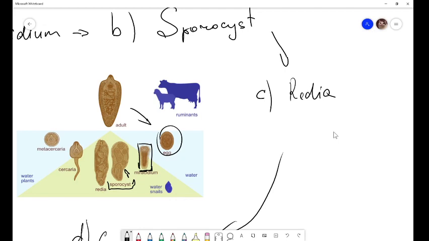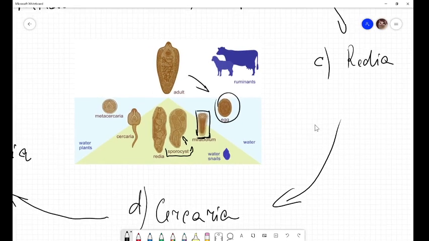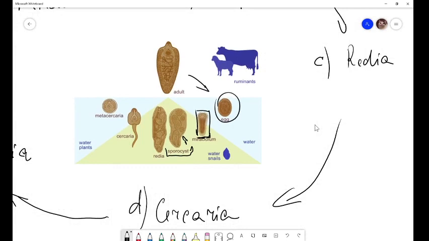Okay, what's the next? Cercaria. The next stage of larval life is cercaria. Cercariae have a body and a simple tail. As you can see, there is the body. It looks like a sperm.